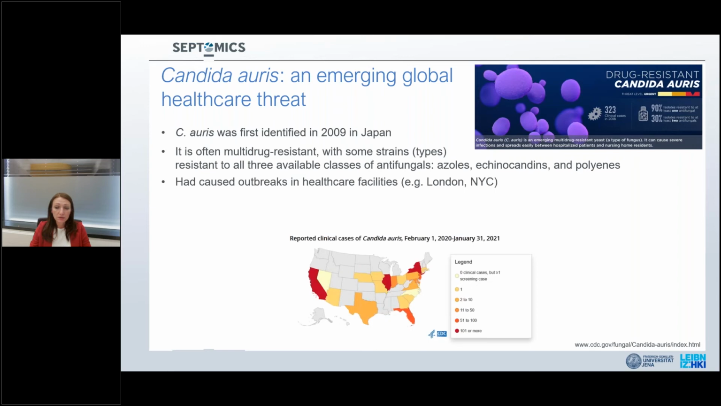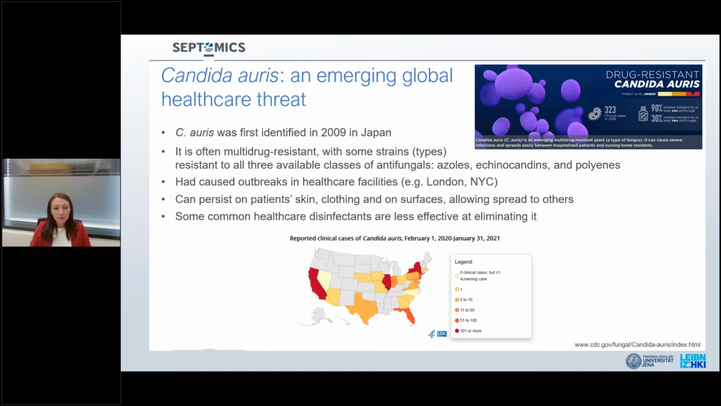It's dangerous, and it has caused outbreaks in several major healthcare facilities, for example, in London and New York City. And here is a report from the CDC showing the reported clinical cases of Candida auris in the past year, with the start basically of the pandemic. And you can appreciate that the number of cases basically corresponds to the population distribution in the States.